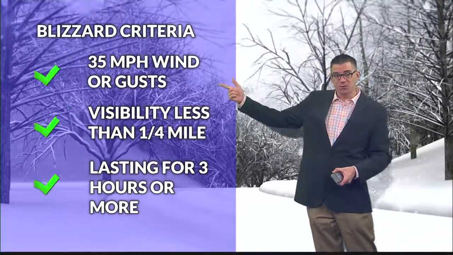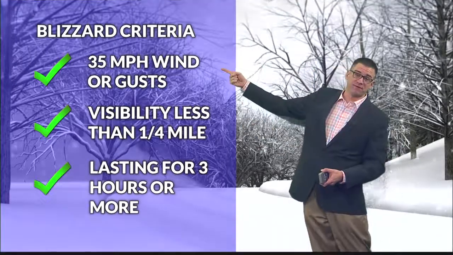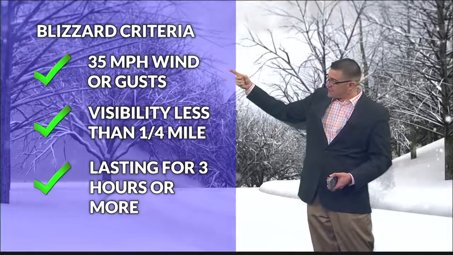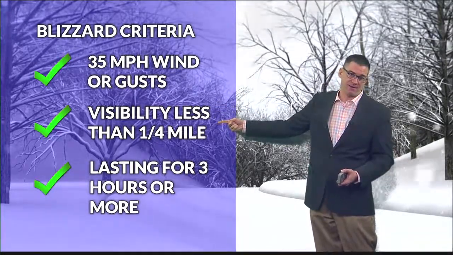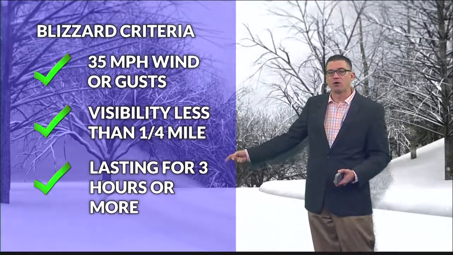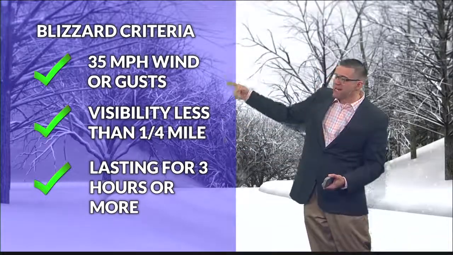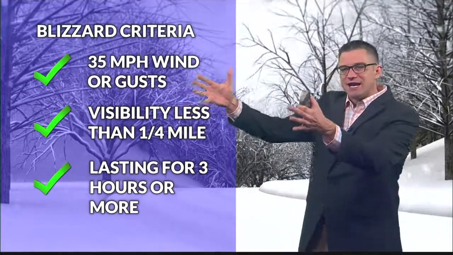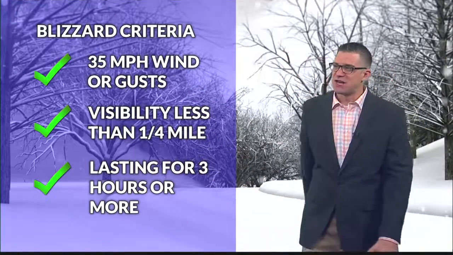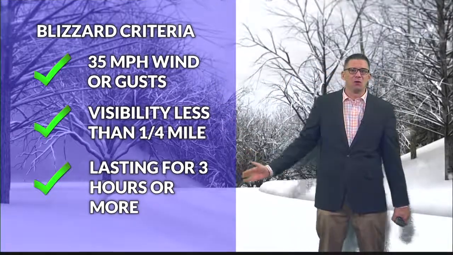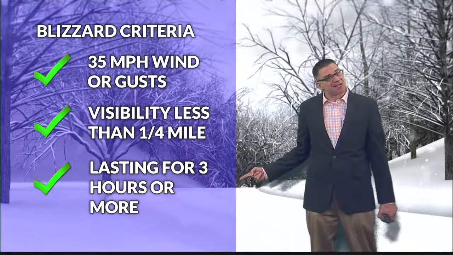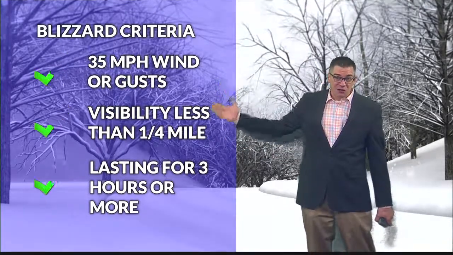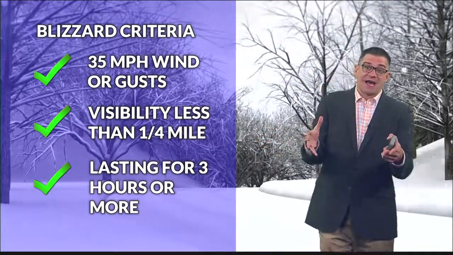So the sustained wind speeds, which means they're constant, have to be at least 35 miles per hour, or frequent gusts at or over 35 miles per hour. The visibility has to be less than a quarter of a mile, and it has to last for 3 hours or more. If it cannot meet these criteria, it's not a blizzard, okay? A heavy snow shower is not a blizzard. When people come up to me and say, hey, it was like a blizzard yesterday because it was a heavy snow, well, if it didn't last for 3 hours, it can't be classified as a blizzard. If you could see greater than a quarter of a mile, it can't be classified as a blizzard. How strong were the winds? Those are the factors that we have to look at in order to classify a blizzard.